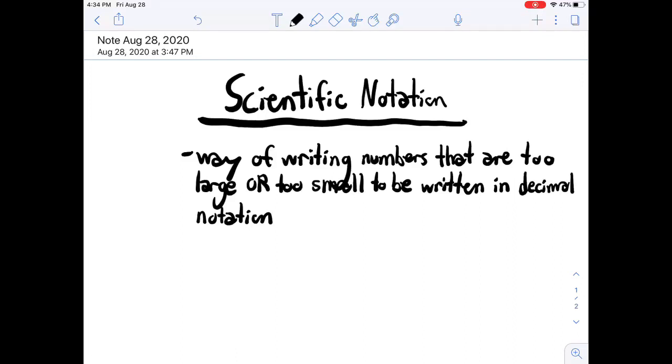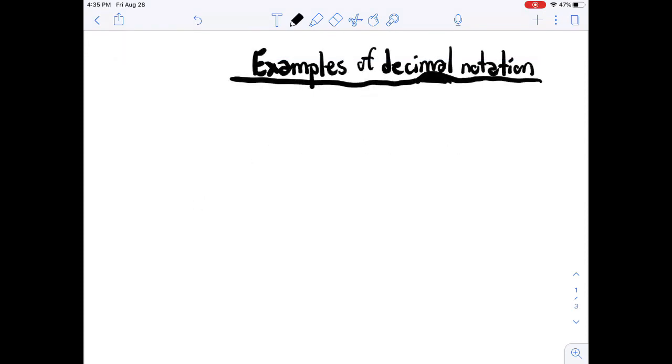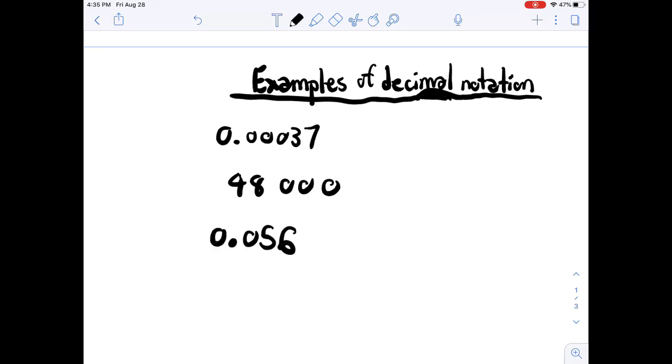Today we're going to talk about scientific notation. Scientific notation is a way of writing numbers that are too large or too small to be written in decimal notation. Some examples of decimal notation are like this. So just the numbers themselves. So 0.00037 or 48,000 or 0.056. So they're just the numbers written with decimals.